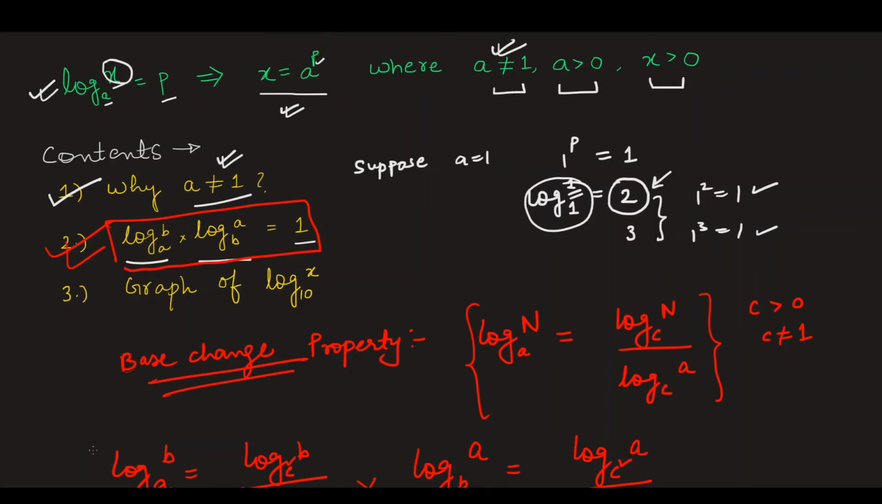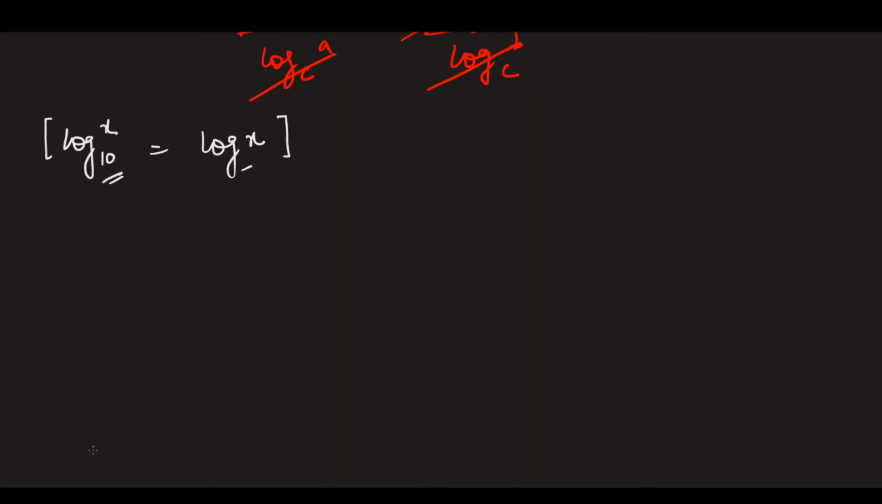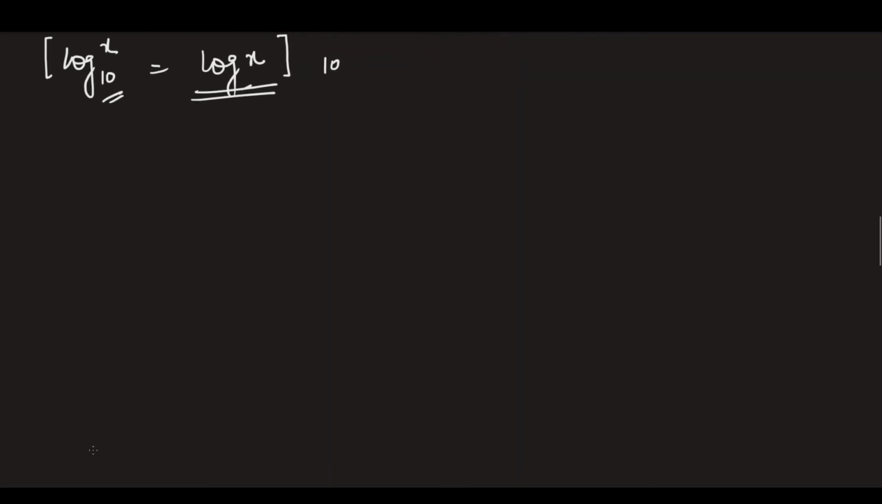Then we want to look at the graph of log x to the base 10. Remember, we can write log x to the base 10 as simply log x. We have a notation that if the base is 10, we don't mention it. It is understood that if it is not written, then the base is automatically 10. So we want to look at the graph of log x now. What is the graph of log x?